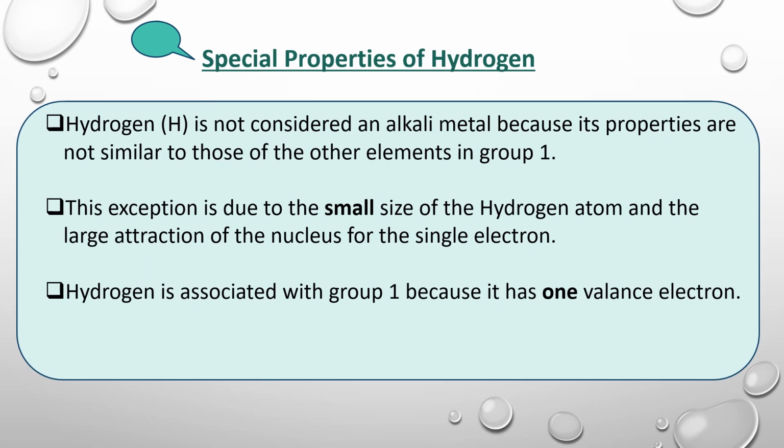Special properties of hydrogen. Hydrogen is not considered an alkali metal because its properties are not similar to those of the other elements in group 1. This exception is due to the small size of the hydrogen atom and the large attraction of the nucleus for the single electron. Hydrogen is associated with group 1 because it has 1 valence electron like other elements in the group.